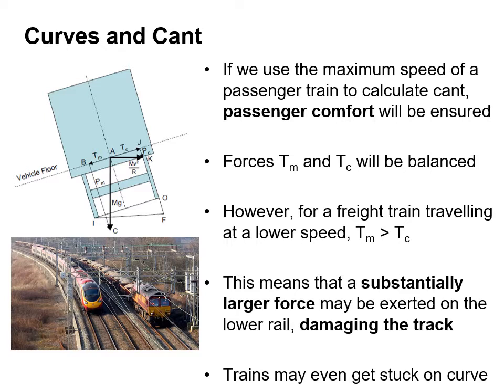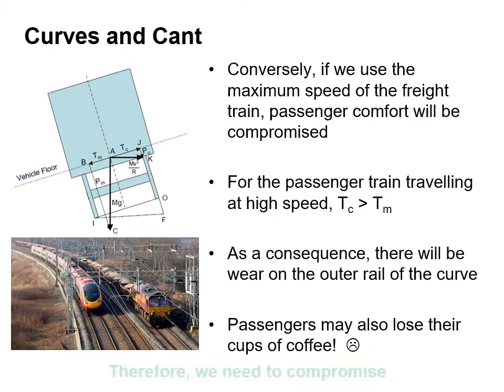However, for a freight train travelling at a lower speed, Tm will be much greater than Tc, and this means that a substantially larger force may be exerted on the lower rail, which could damage it. And trains can sometimes even get stuck on curves. Conversely, if we use the maximum speed of the freight train, passenger comfort will be compromised.